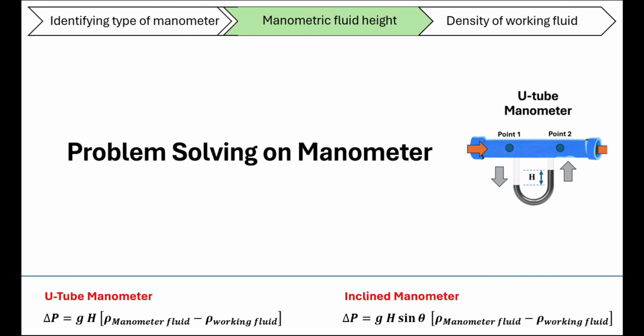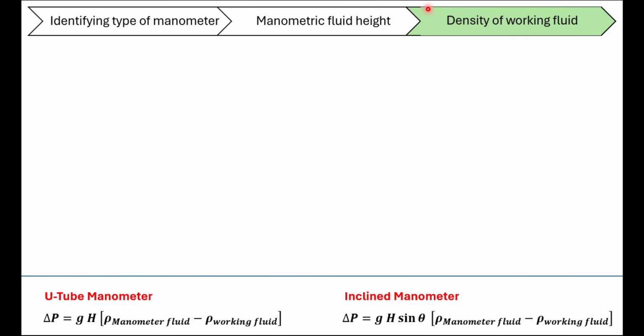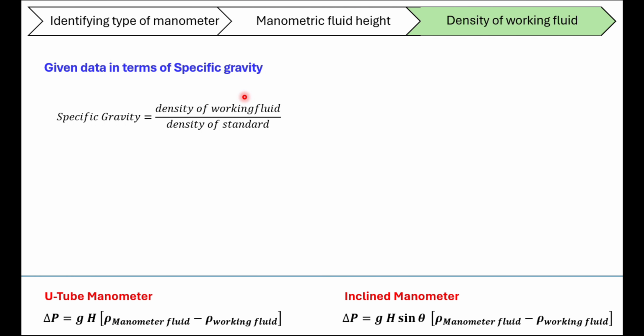The second step is to find the height difference between the manometric fluid limbs, that is h, followed by the density of the working fluid. So these three steps are primary for any manometric problem. Coming to the density of the working fluid, the questions will be a little twisted. There are two or three ways by which density will be given in the question. From that, you have to find the right density of the working fluid.